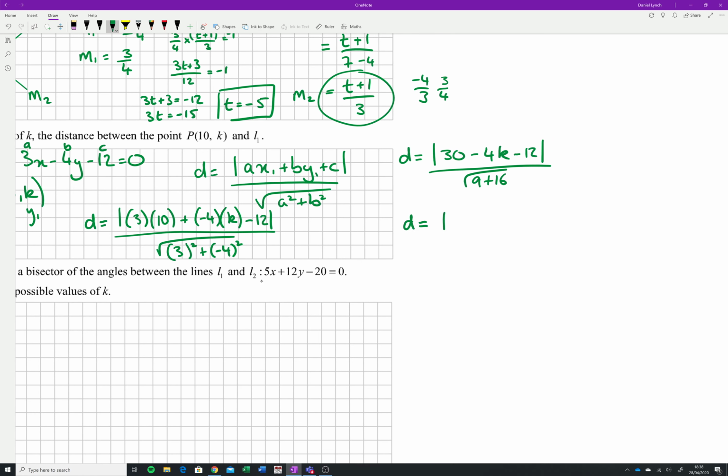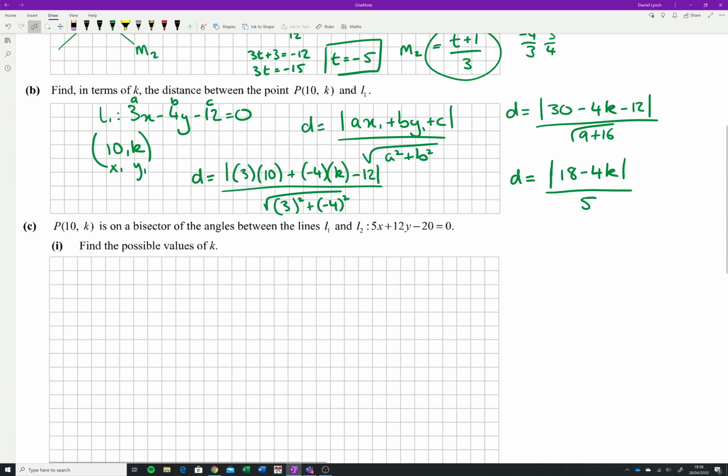The distance is equal to, well, 30 minus 12 is equal to 18 the last I checked. So it's the absolute value of 18 minus 4k, all over the square root of 25. So that's just going to be 5. That's all. They just said find the distance, but get it in terms of k. So we have it there in terms of k.